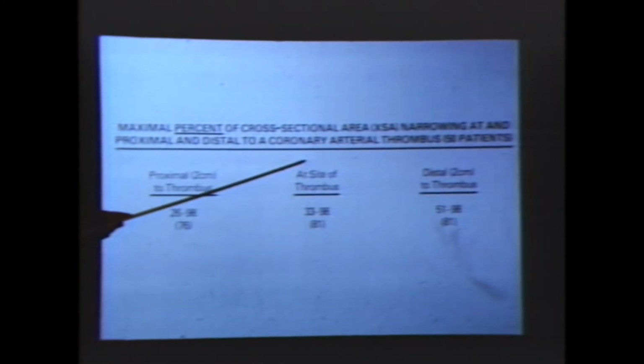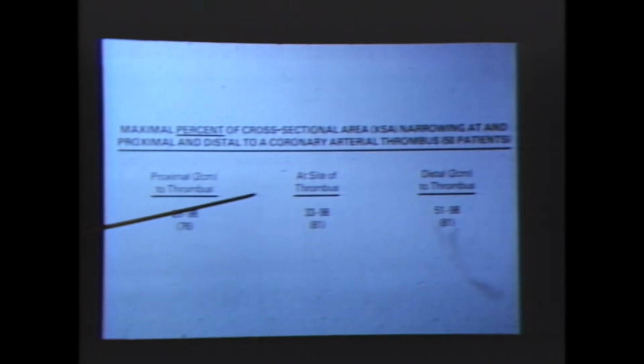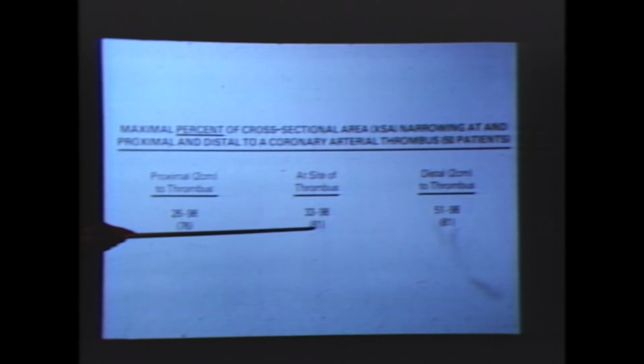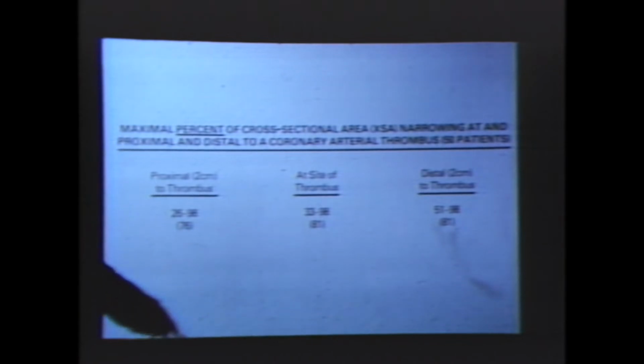At the site of the thrombus, the amount of luminal narrowing by atherosclerotic plaque varied considerably from 33 to 98%. But the average amount of narrowing, cross-sectional area, produced by atherosclerotic plaque at that site was 81%, meaning that on the average, the most that the thrombus could occupy was 19%. Distal to the thrombus, the mean narrowing by plaque alone was 81%, and proximal to the thrombus, narrowing by plaque alone was 76%.